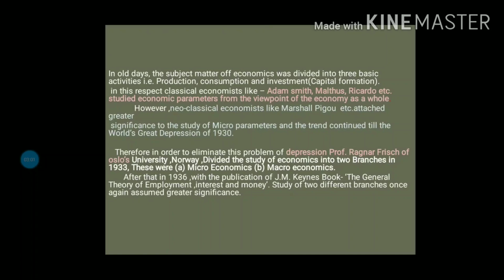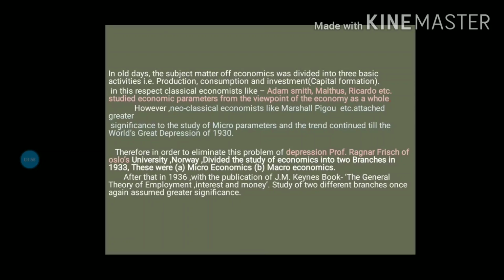In this respect, classical economists like Adam Smith, Malthus, Ricardo, etc., studied economic parameters from the viewpoint of the economy as a whole. However, the new classical economists, coming soon after the classical era, like Marshall, Pigou, etc., attached greater significance to the study of micro parameters, and the trend continued till the world's Great Depression of 1930. This Great Depression made a huge difference in the subject matter of economics. It was the divide which made clear that the principles of macroeconomics are different from micro.